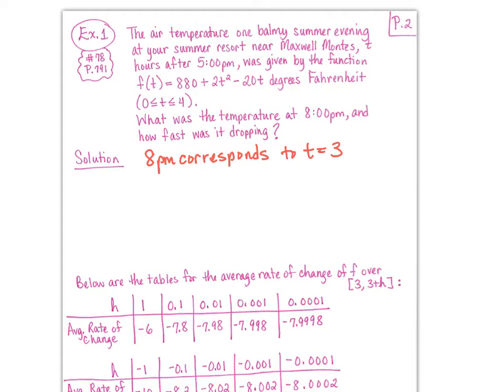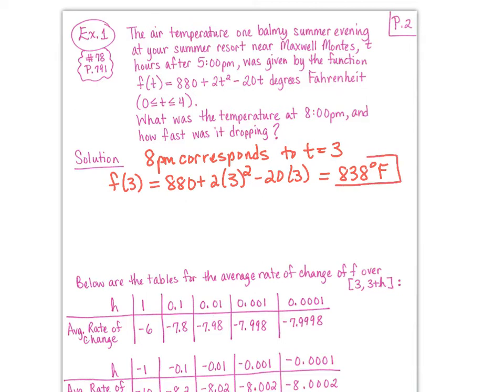So f of 3 is equal to 880 plus 2 times the quantity 3 squared minus 20 times 3. When you evaluate that, you get 880 plus 18 minus 60. That will give us 838 degrees Fahrenheit. That's the temperature at 8 p.m.